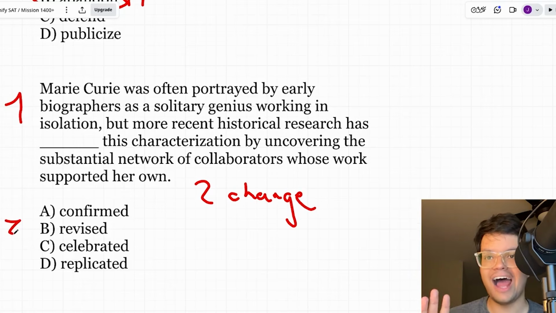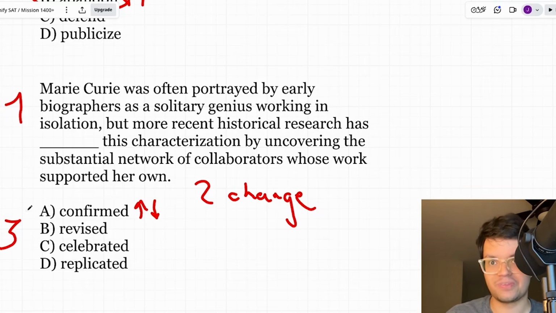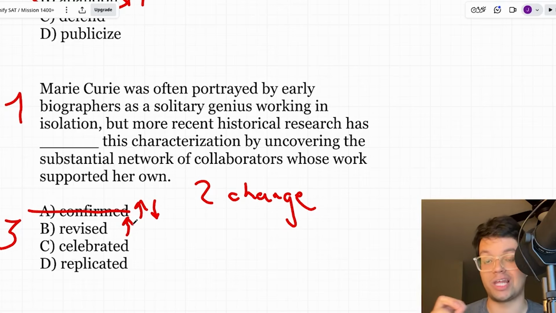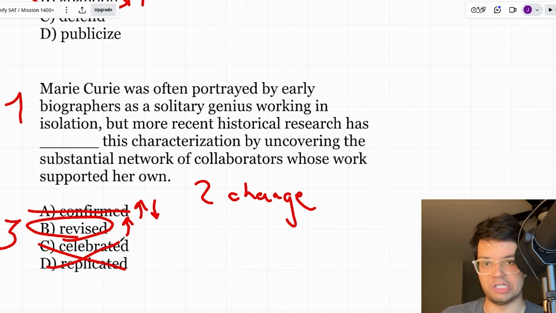So confirm. Okay, high confidence there, but definitely not right at all, because confirmed is the exact opposite of what we're going for. Revise. Okay, that seems pretty good here. High confidence here. I do know what that word means. Revise means to change up, to make something a little bit different. So definitely going to go for this one as well. Celebrate, replicated. Same kind of issue as a high confidence, but low chance of it being right.